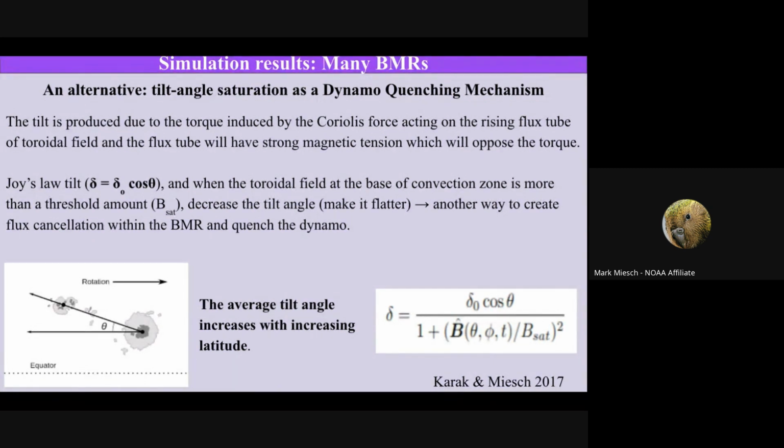We didn't include a Joy's law scatter here, but the characteristics of the BMRs, including their timing, their tilt, their flux content, all of that can be based on observations, statistical.